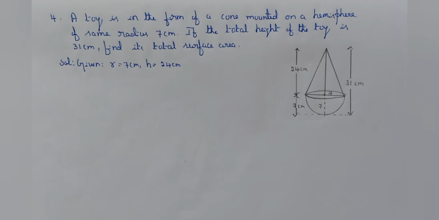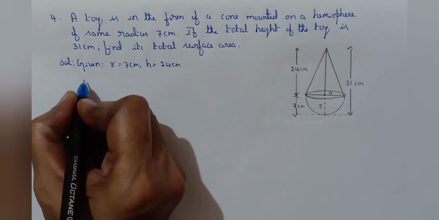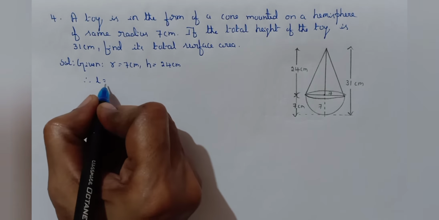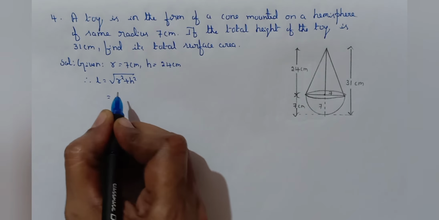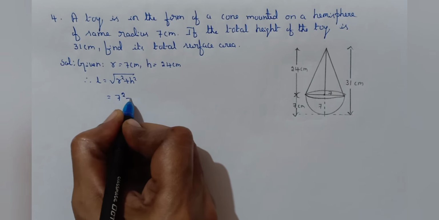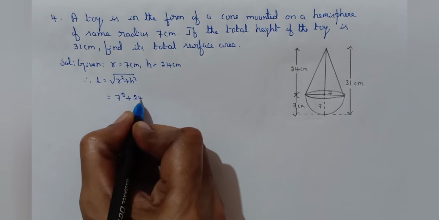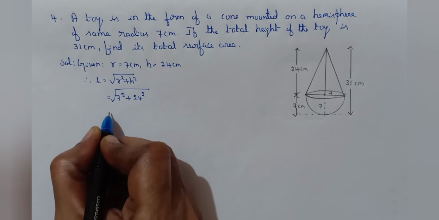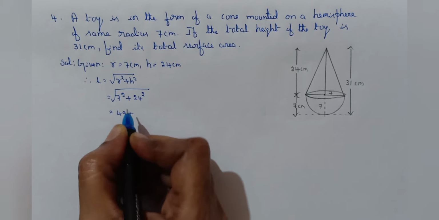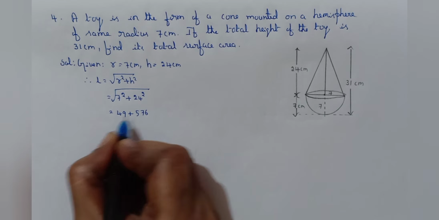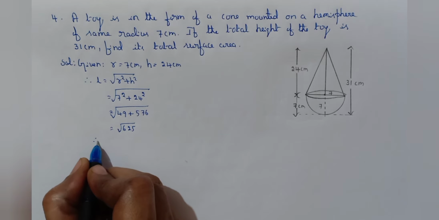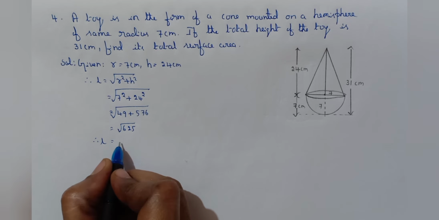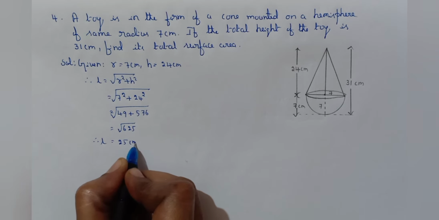So, first find out the slant height of the cone. You know the slant height l is equal to square root of r square plus h square. r is 7 square and h is 24 square. 7 square is 49. 24 square is 576. 49 plus 576 is 625. The square root of 625 is 25 centimeter. So the slant height of the cone is 25 centimeter.